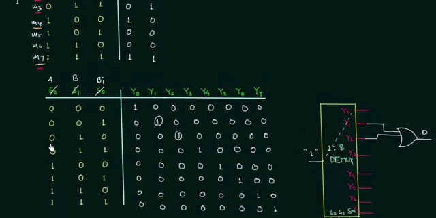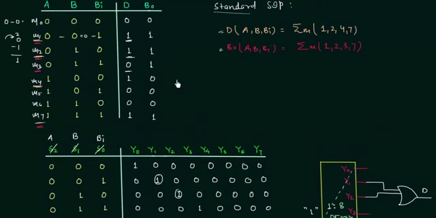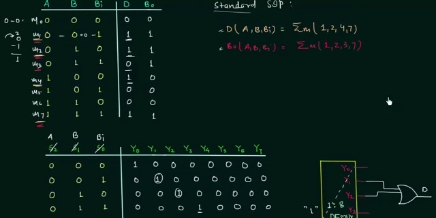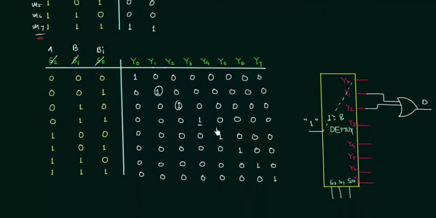For the third case, when A is 0, B is 1, and BI is 1, the difference is 0. So we will keep Y3 floating. We are not going to give it to this OR gate. When A is 1, B is 0, and BI is 0, in this case we have difference as 1. So we will have Y4 as one of the input to this OR gate. And finally, when A is 1, B is 1, and BI is 1, the difference is 1. So Y7 will act as the last input to this OR gate.